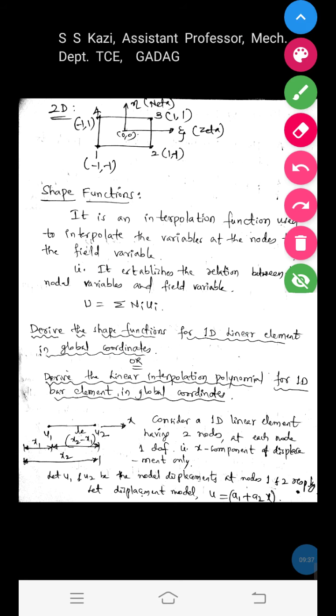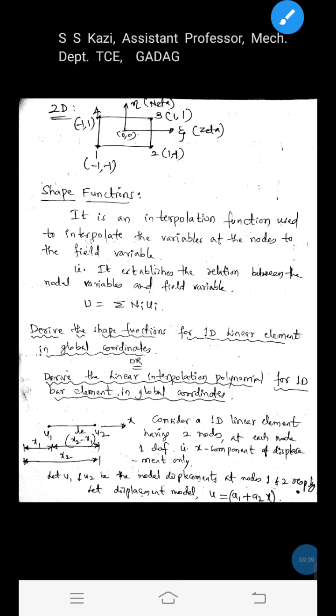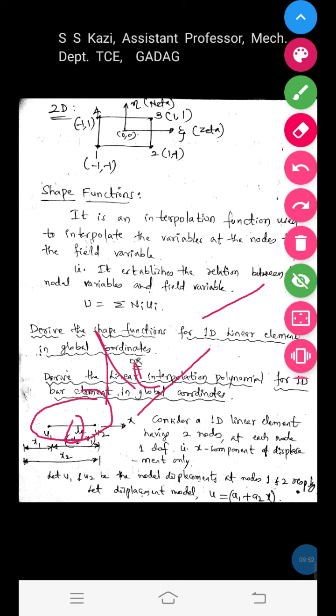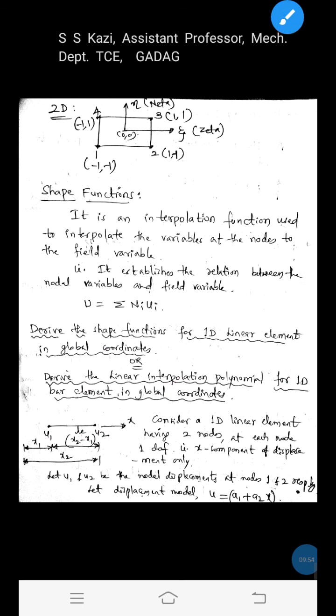Now to derive the shape functions for a one dimensional linear element in global coordinates, let us consider a 1D linear element whose global coordinate is x. Let le be the length of the element, and node 1 is at a position x1 from the origin, and node 2 is at a position x2 from the origin, and u1 and u2 are the nodal displacements at nodes 1 and 2 respectively.